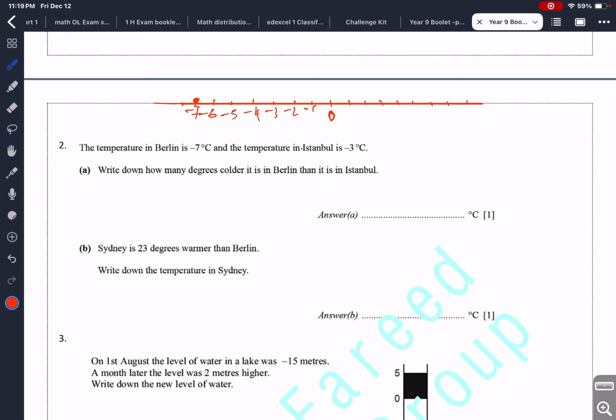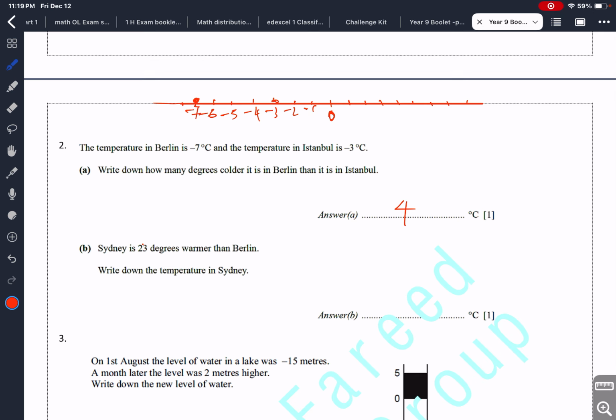And the temperature in Istanbul is negative 3. It was negative 3. So how much colder? It means how many degrees of difference between here. It's only 4 degrees. Look here. He didn't ask you whether it is negative or positive, so it's the difference only, right?